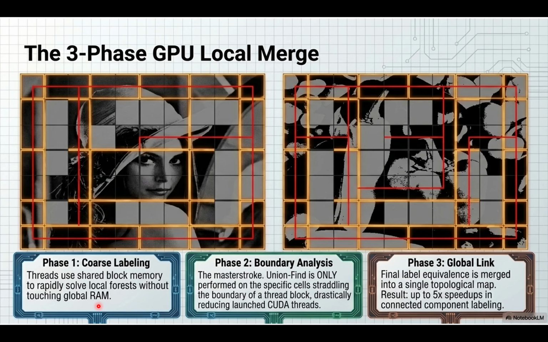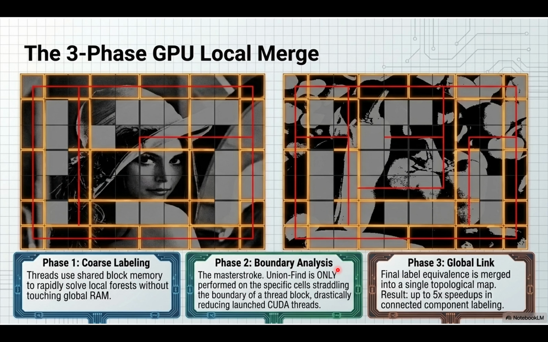labels. Makes sense. Then comes phase 2, which is the absolute masterstroke of the paper, boundary analysis. In a naive parallel approach, you might try to run union find on every single pixel across the entire image to connect the separate blocks together. But they realized that the interior pixels of those little blocks are already solved by phase 1.